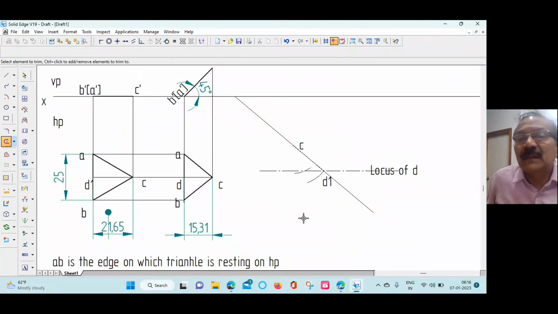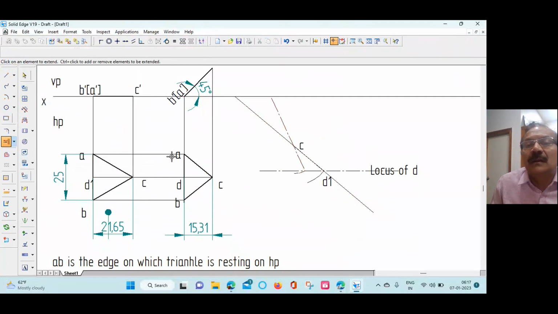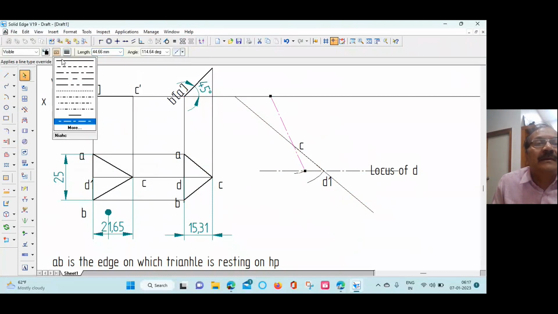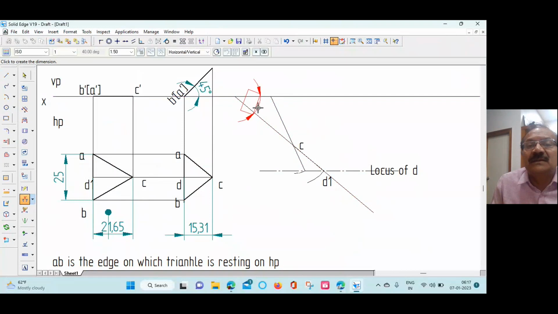Then trim this. Then from here, draw a line from here. Join this line. Then go to the extend command. Select this line. This should be a continuous line. Measure the angle. This angle, this is the angle.